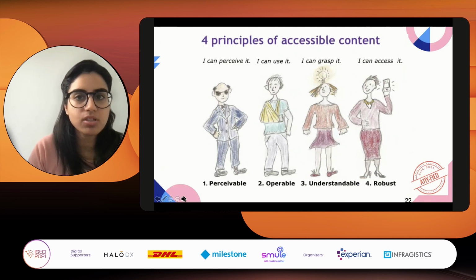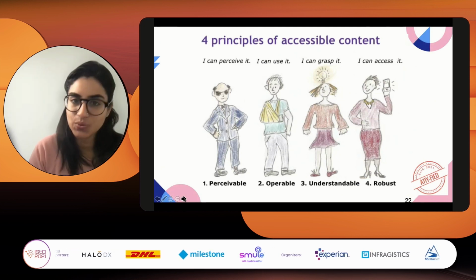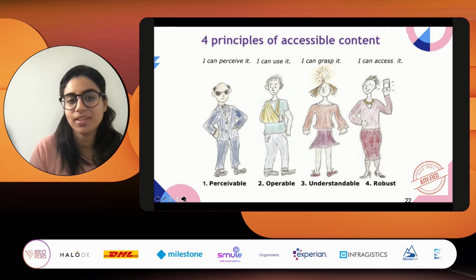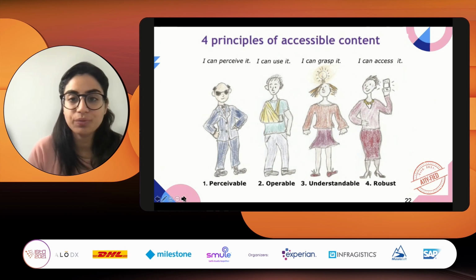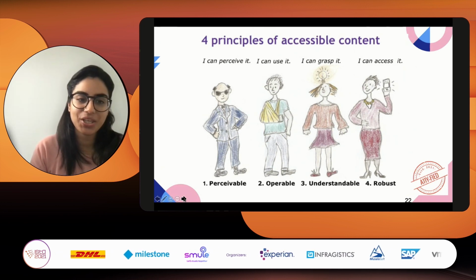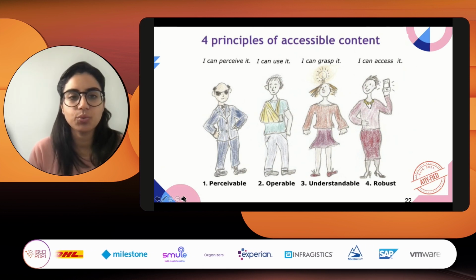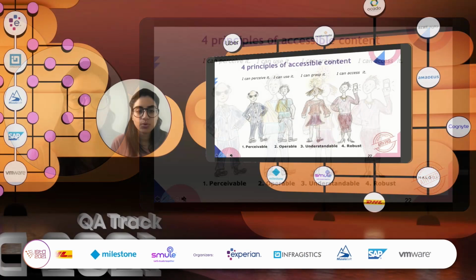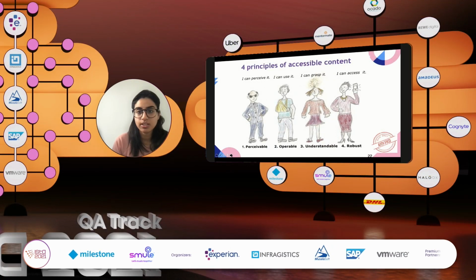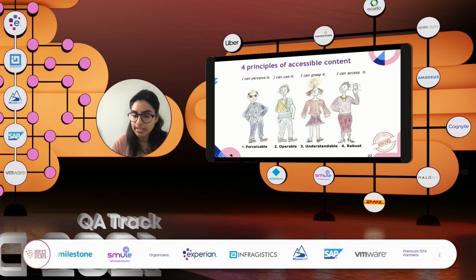Okay, 4 principles of accessible content. Can I perceive it? Can I use it? Can I grasp it? And can I access it? If you can pick all of these 4 and tick them for your product, then I guess you are alified. You've actually got a really good product and you are making it so socially aware and innovative so that everyone can use it. And you don't need to think about legalities or risks that might come with it in the future.